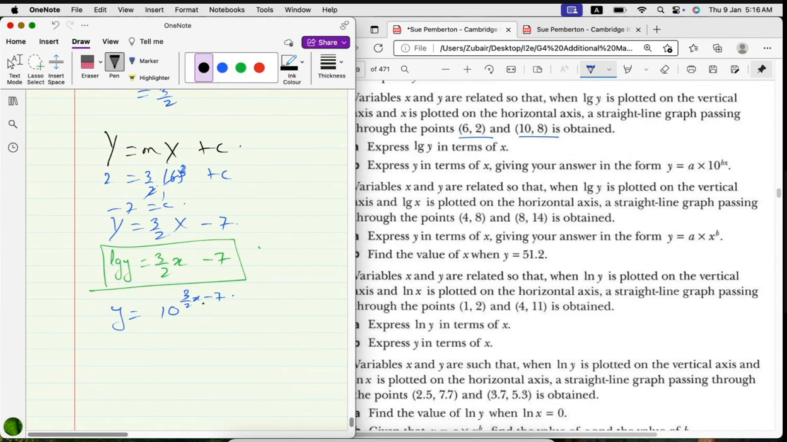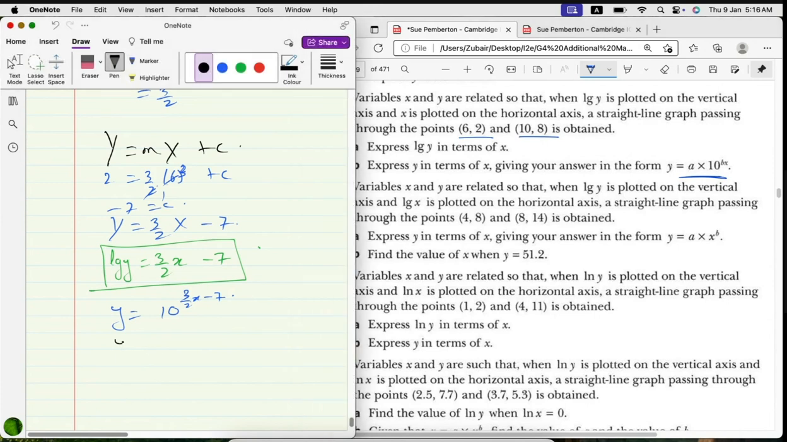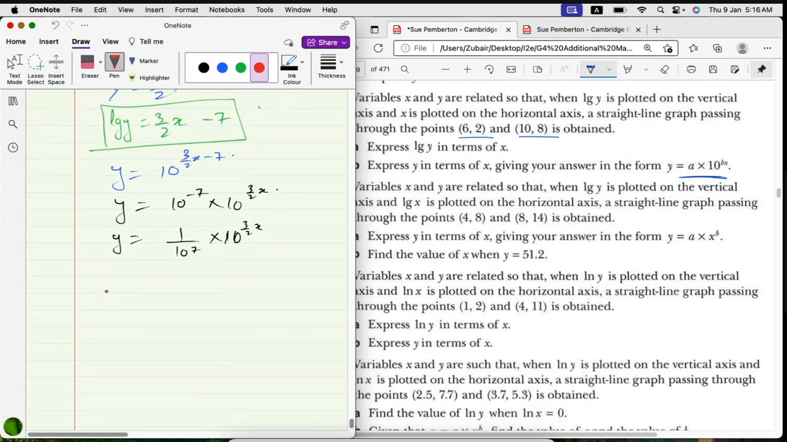So to convert it into this form, we need to do a little more working. I can write 10 raised to the power minus 7 into 10 raised to the power 3 by 2x. And we can still deal with this number: 1 over 10 raised to the power 7 into 10 raised to the power 3 by 2x. So this is done, where A is 1 over 10 raised to the power 7 and B is 3 by 2.